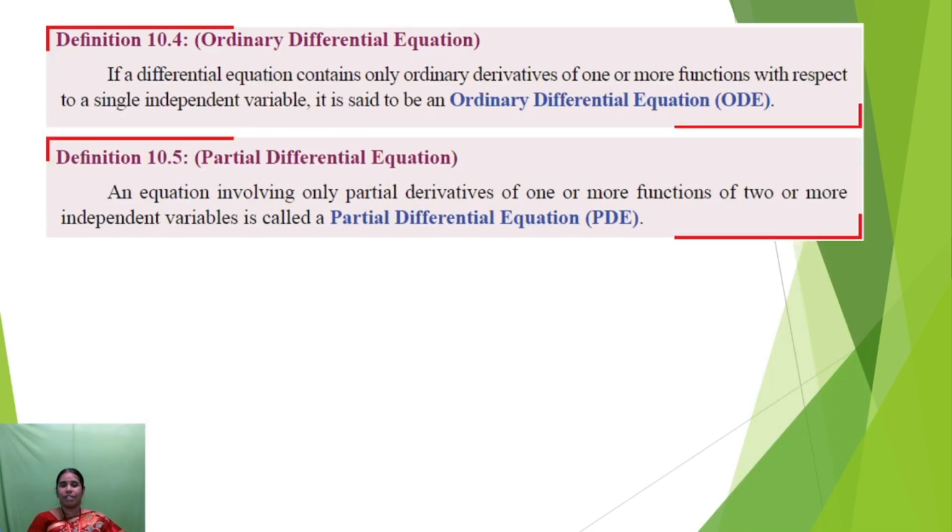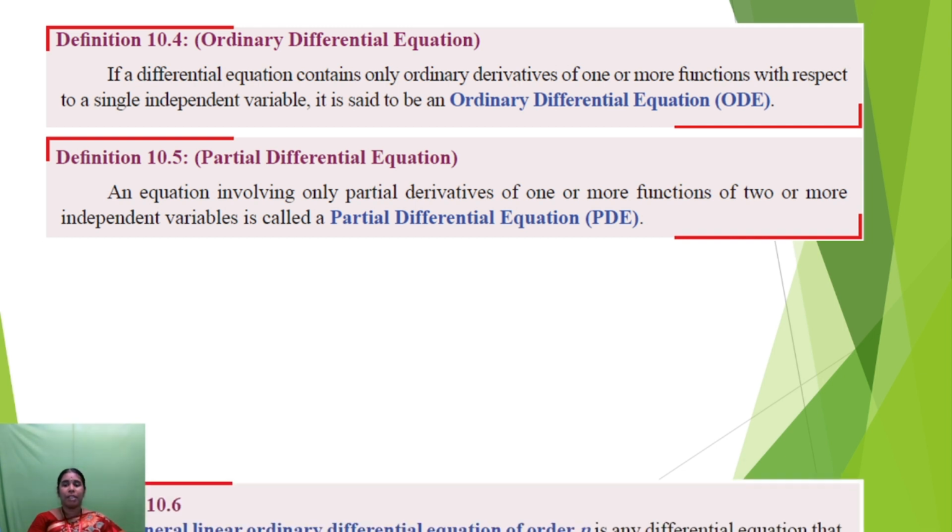Next, ordinary differential equation and partial differential equation. What is meant by ordinary? What is meant by partial? If a differential equation contains only ordinary derivatives of one or more functions with respect to a single independent variable, it is said to be an ordinary differential equation. In a partial differential equation, the equation involves only partial derivatives of one or more functions of two or more independent variables. We represent an ordinary differential equation as an ODE, and a partial differential equation as a PDE.